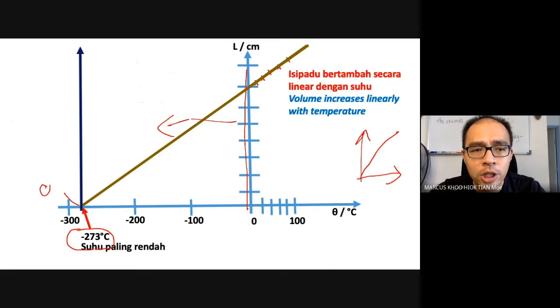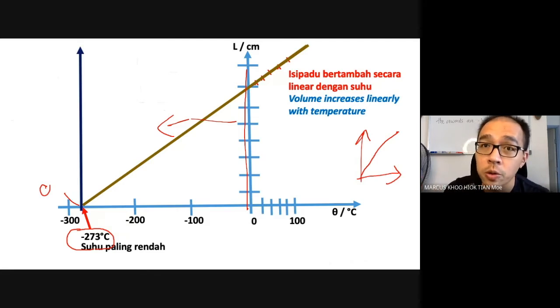But if we change the negative 273 degrees Celsius to 0, we have to change the unit. We cannot use degrees Celsius anymore, because how can negative 273 degrees Celsius equal 0 degrees Celsius? Cannot. We have to use a totally different unit altogether.